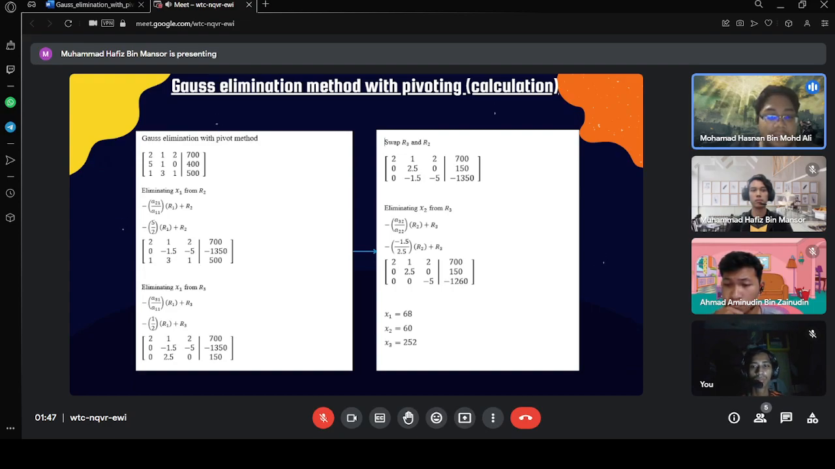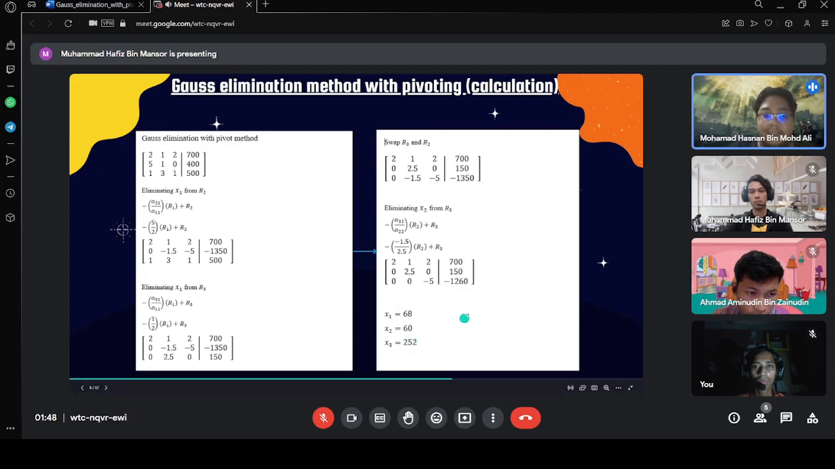after eliminating x1 from R3, we must swap R3 and R2 because in the second column, we have negative 1.5 at row 3 and 2.5 at row 2. Negative 1.5 is much lower than 2.5. So we must swap R3 and R2. And then we do the same, eliminating x2 from R3, and then we get the result. After that, we just use calculation and then we get the final answer.